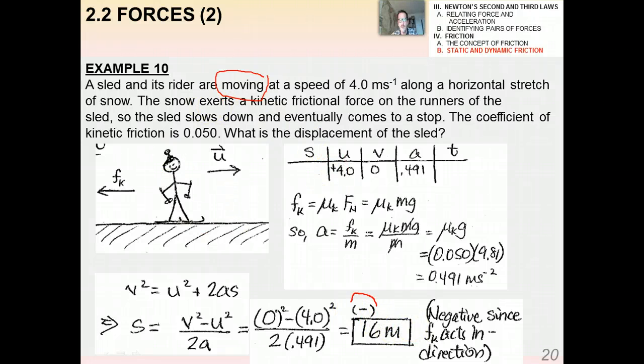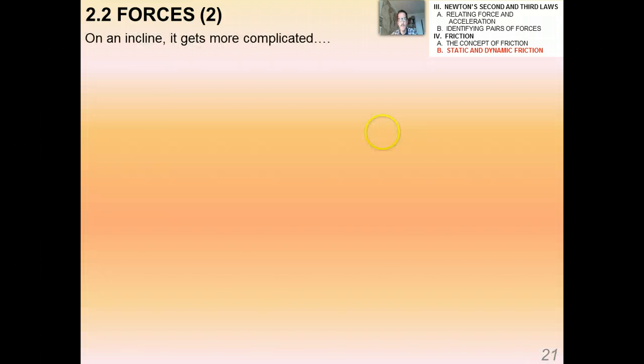Now, I want to make a note about the negative sign. It's negative since f sub k acts in the negative direction, but we know from the physics of the situation, especially if you draw a diagram, that the displacement of the sled is then positive. And that's the case.